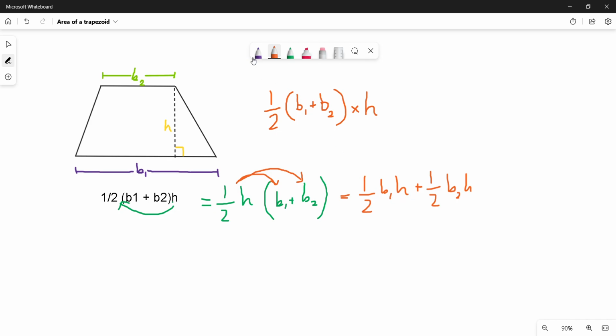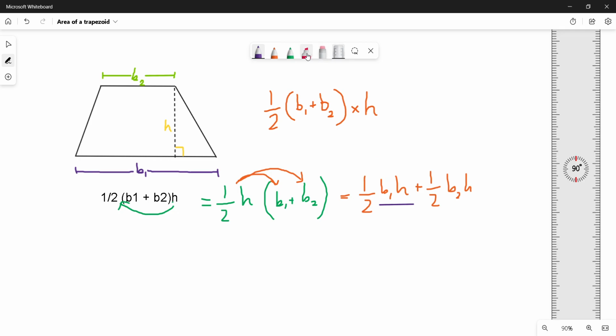Now let's see what this means. First, let's see what b1h means. b1h is the area of a rectangle whose length is b1 and breadth or width is h. Let's see what that rectangle looks like.